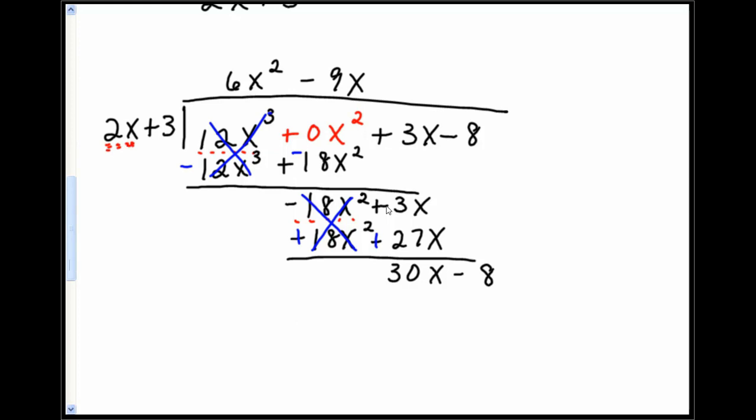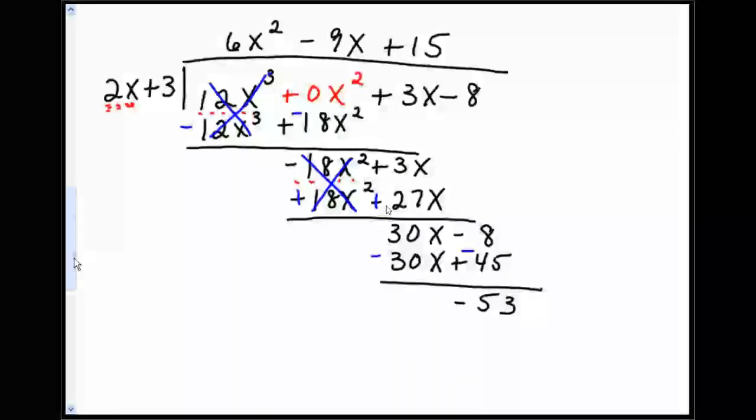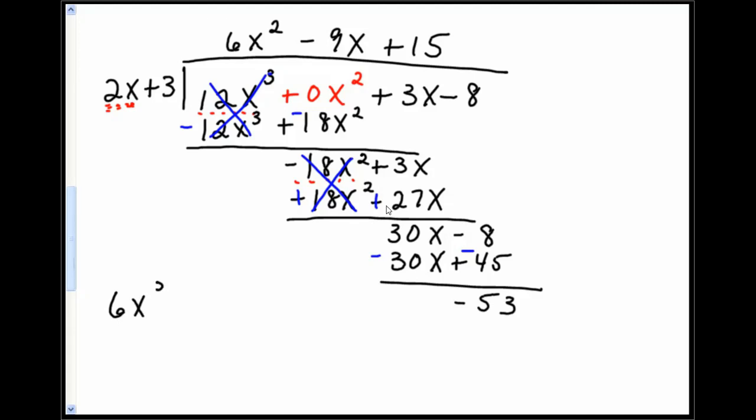Again, 2x times 15 will give us 30x. So we'll have plus 15. 15 times 2x is our 30x. And then 15 times 3 is 45. Subtract, change signs, and we're left with a negative 53. So the final answer will be 6x squared minus 9x plus 15. Then you need to add your remainder, negative 53, over the divisor 2x plus 3.